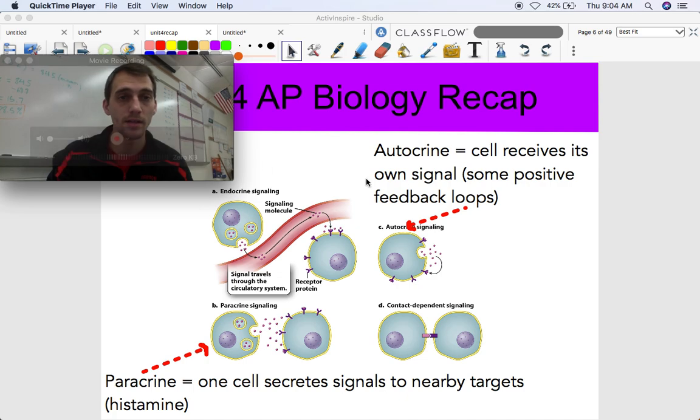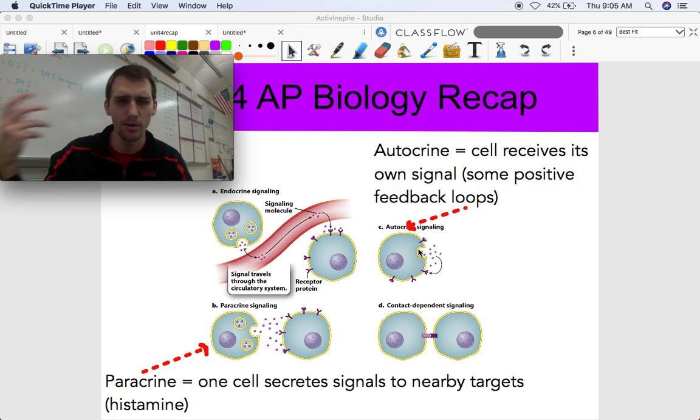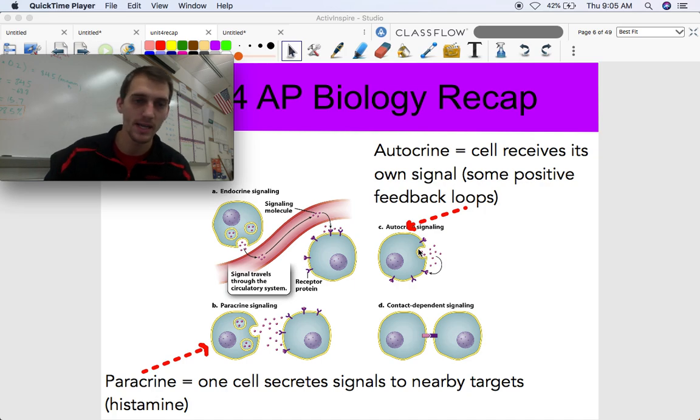So autocrine signaling, which is a type of local signaling, is when a cell receives its own signal, and some positive feedback loops are done through autocrine signaling. So a cell will send its own signal, and it will also receive its own signal, and that will cause a cellular response. We're going to talk about that more in a sec.